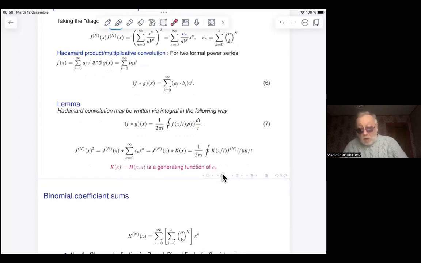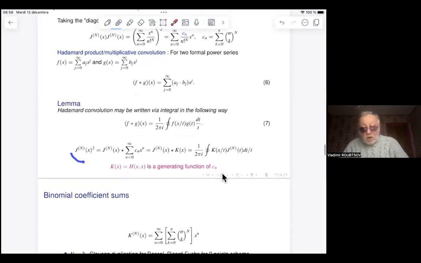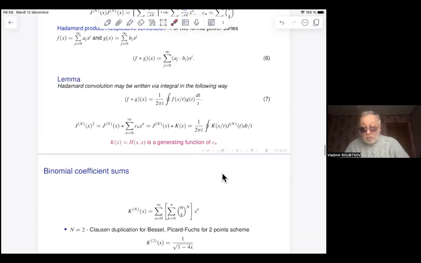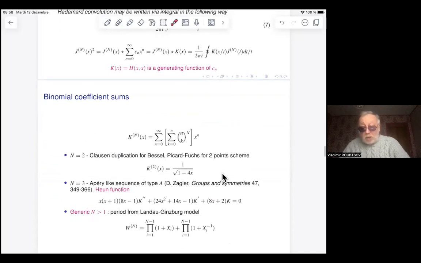And then you can check that the square of this solution of my equation can be represented in convolution form with the series with my c_n coefficients. It means that there is a kernel function k of x, and this kernel function can be represented in this integral form. And this kernel function is nothing but my h function taken on the diagonal. Let's compute it more precisely. So for any n, this is the generating series for my kernel.